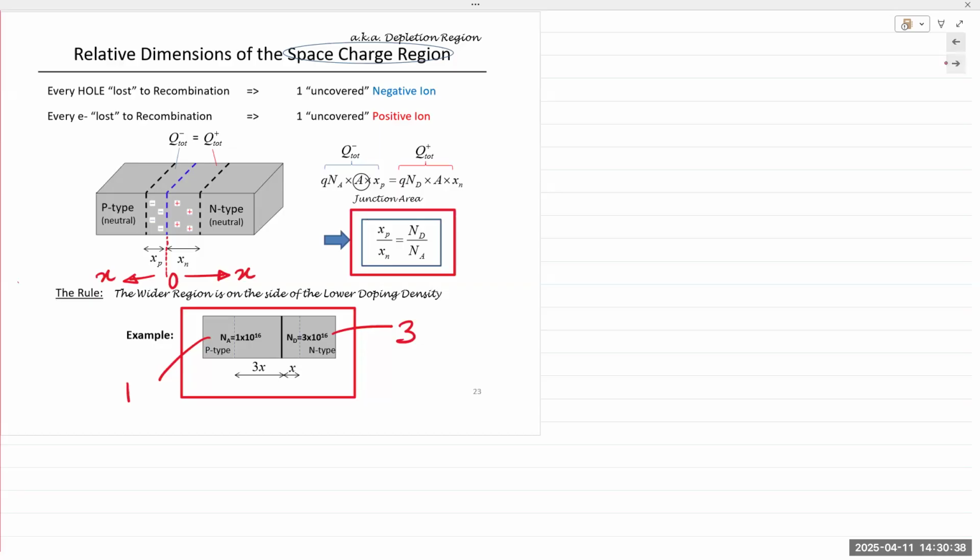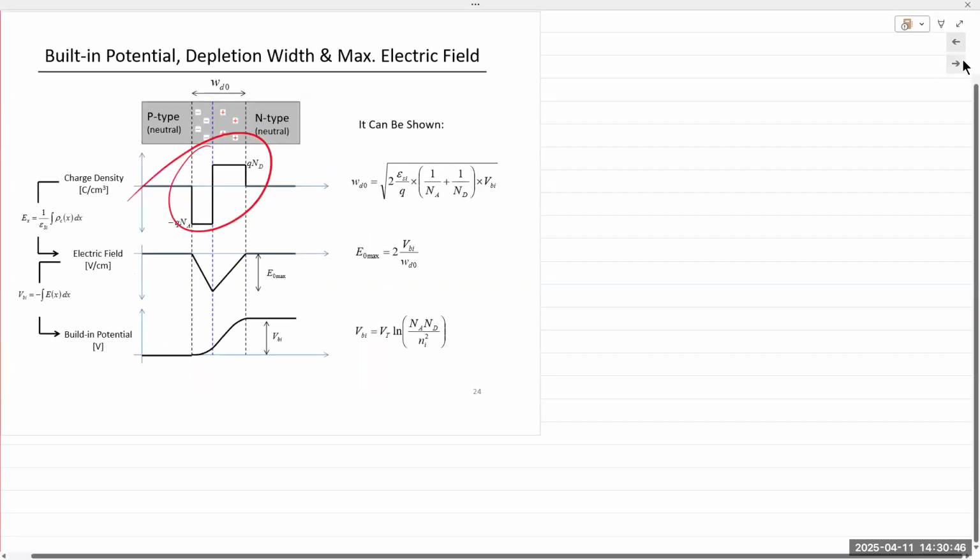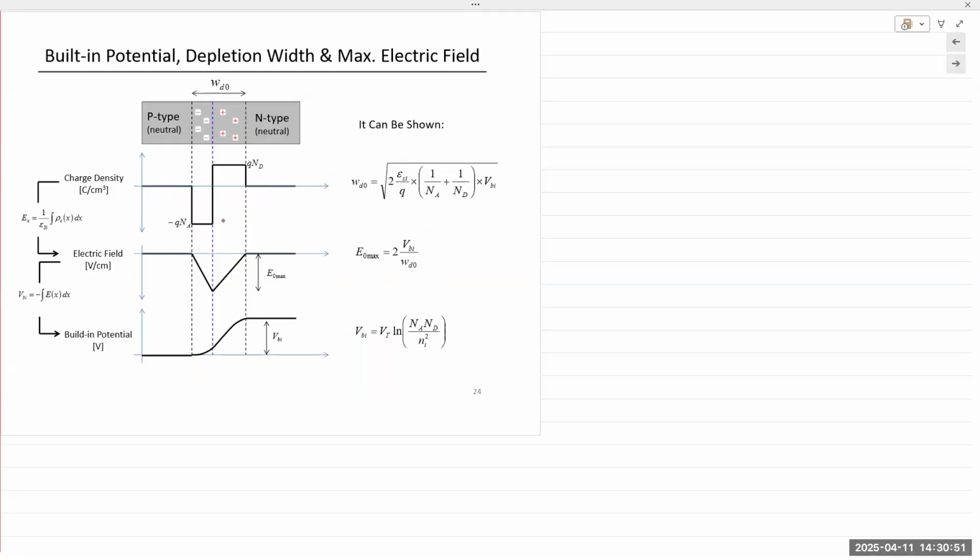Okay, so the ratio of XP and XN is always equal to the ratio of the doping concentrations. So if we graph or plot these, it looks like this. So here, the number of charges is higher, Q times ND and Q times NA, right? The area under the curve will always turn out to be equal. So if we model that, I'm going to have three quantities that we'll talk about.